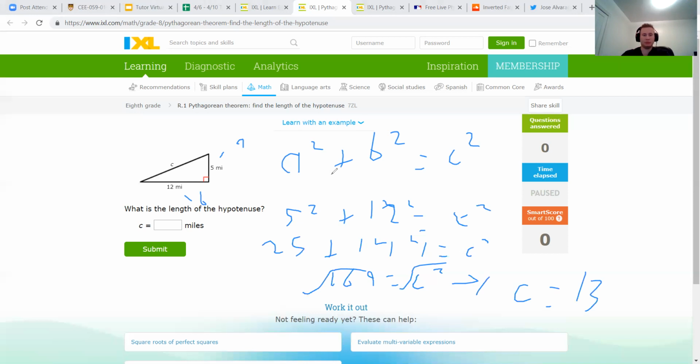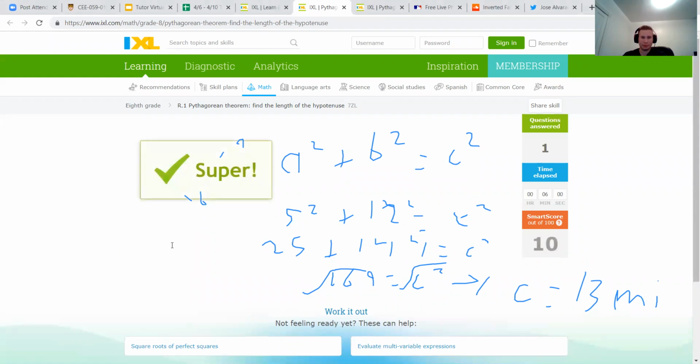And one more thing, there are units here, miles. Make sure you always remember the units as well, if they're given. Like the example I did with the 3, 4, 5 triangle, I didn't have any units, but you also will be asked for units. So let's confirm 13 is the answer here. Nice.